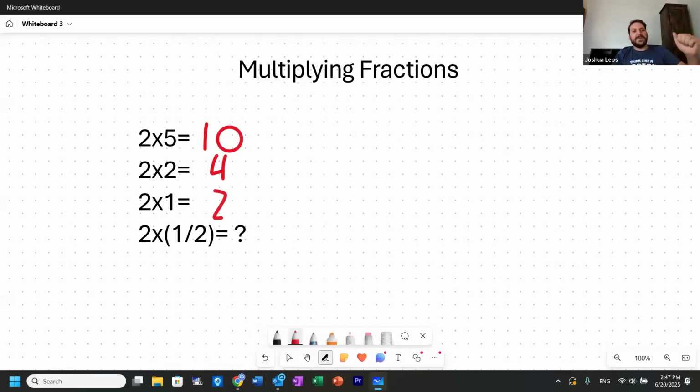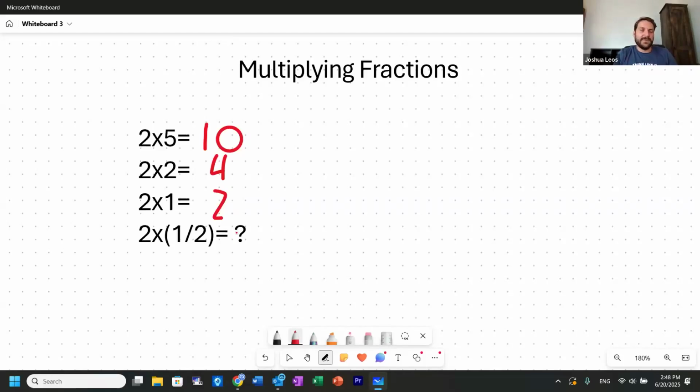So I'll pause here with the kids and I'll say, okay, what do you notice is happening to our numbers as the number we're multiplying times 2 gets smaller? And so hopefully they notice, oh, the numbers on the right, our answers are getting smaller. 10, 4, and 2, they're getting smaller. So what happens when I multiply by a number that's smaller than 1, like a fraction? They should say, oh, it's going to keep getting smaller.